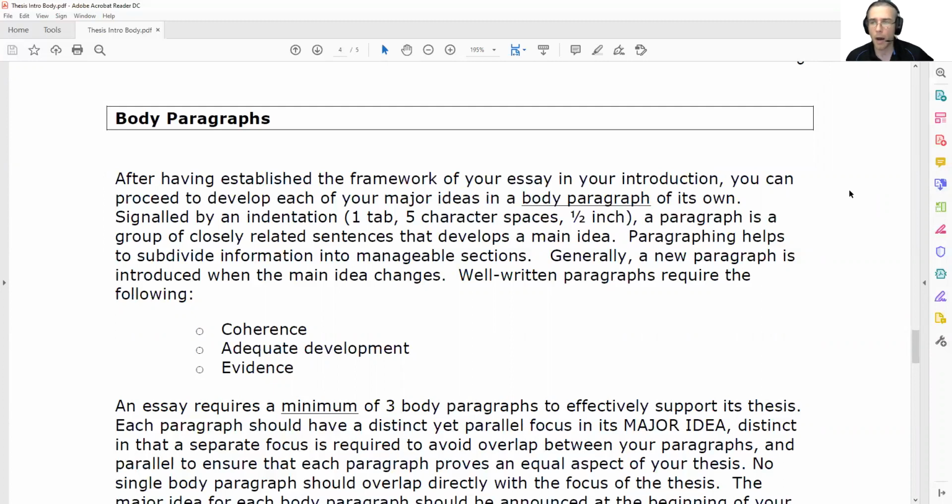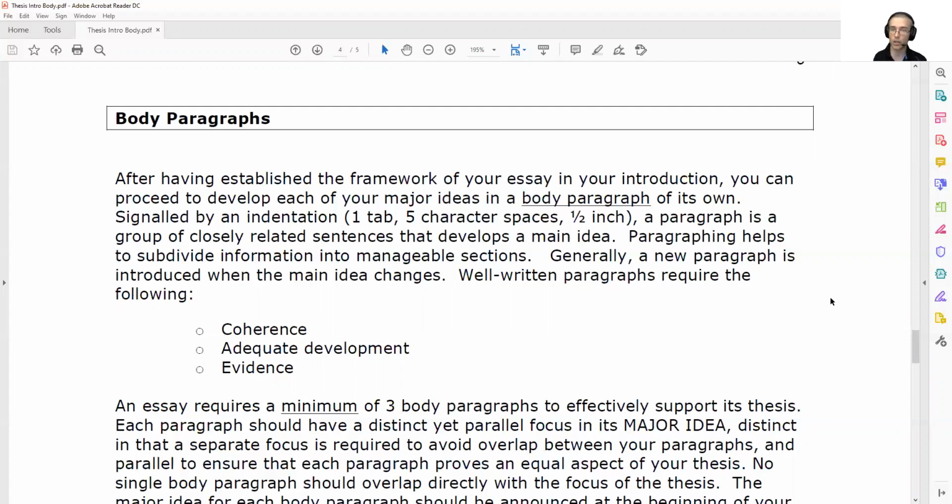A body paragraph's purpose overall is to take one of those main ideas, state it directly, and then develop it and explore it using examples from the text, building an argument point by point, step by step. After having established the framework of your essay in your introduction, you can proceed to develop each of your main ideas in a body paragraph of its own.